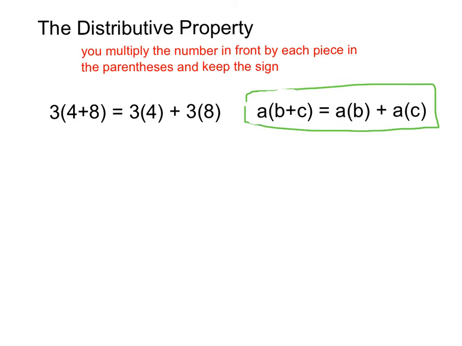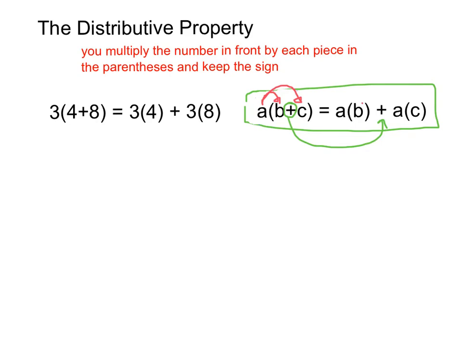What we're going to do is take this A, multiply it by this B, and then multiply it by this C. And so what we get as a result is A times B plus A times C. We're keeping this sign right here and carrying it over. So either way, B and C are still getting added together, and then they're all getting multiplied by A. So let's look at this for an example here.